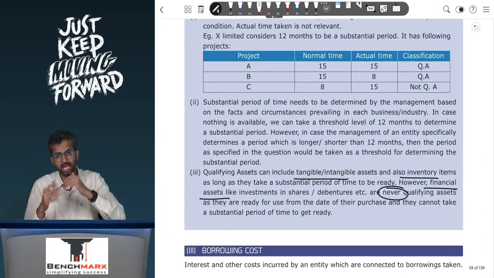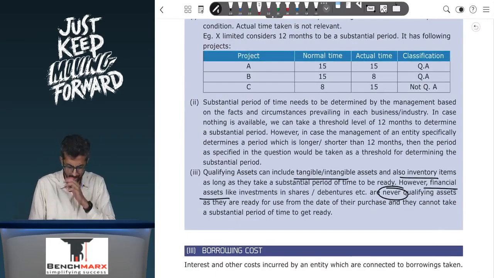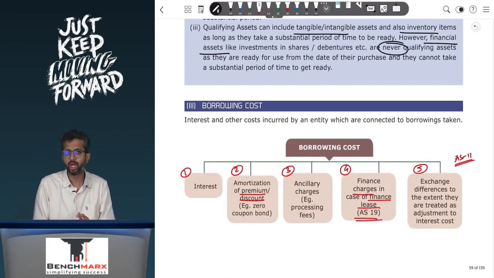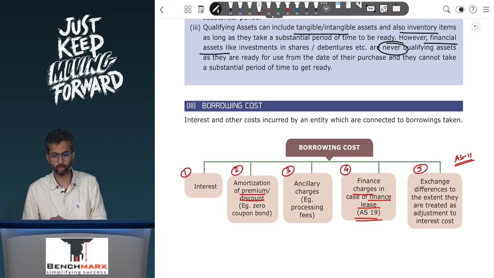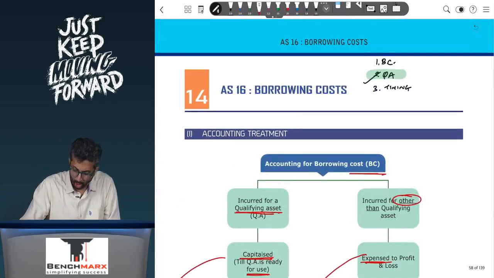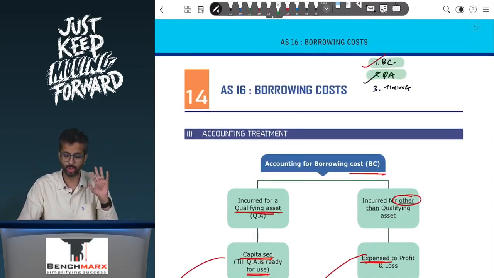I'll do it at the end of this video. But for the timing, let us just focus on the general borrowing cost. If there's any borrowing cost which is connected to the qualifying asset, you will capitalize the borrowing cost. Well, till when will I capitalize the borrowing cost?